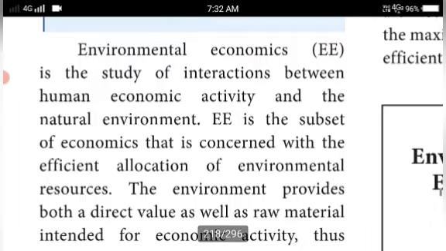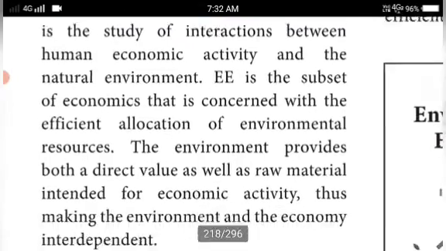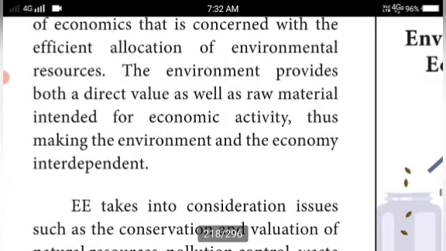The environment provides both direct value as well as the raw material intended for economic activity, thus making the environment and the economy interdependent. So one is depending on the other.